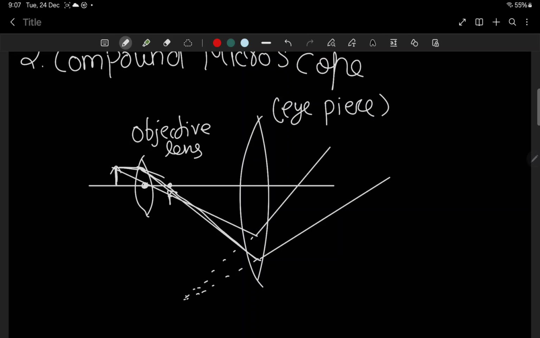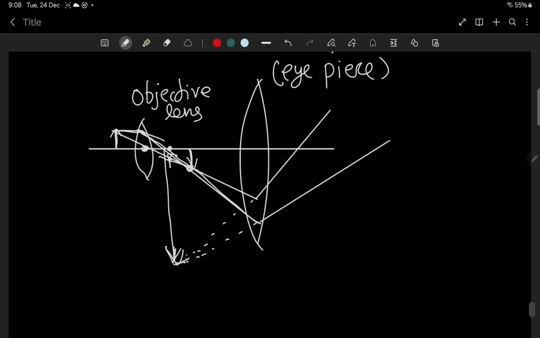So we have a magnified image here. That's it. Now when these two lines are meeting, we have a small image here. This image is acting as the object for the eyepiece. So this is the image formation in a compound microscope.